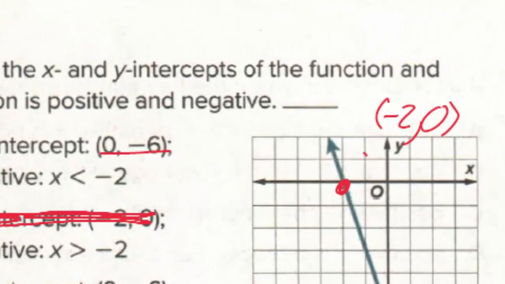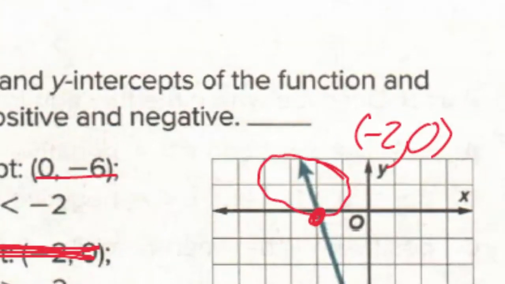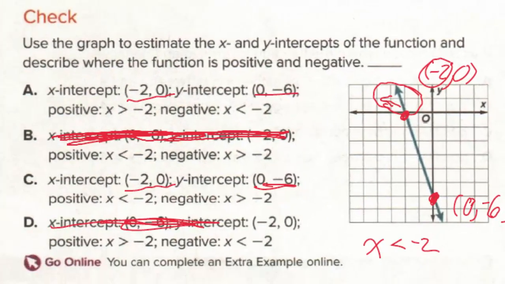So if we look at the top, this portion up here above the x-axis is where the graph is positive. And you'll notice that all the values on this side are going to the left of the intercept. Well, the intercept was -2 there, so we're looking for values of x that are less than -2 for positive. So down here, all these are negative, but only when it goes to the right of -2. So that would be x's that are greater than -2.